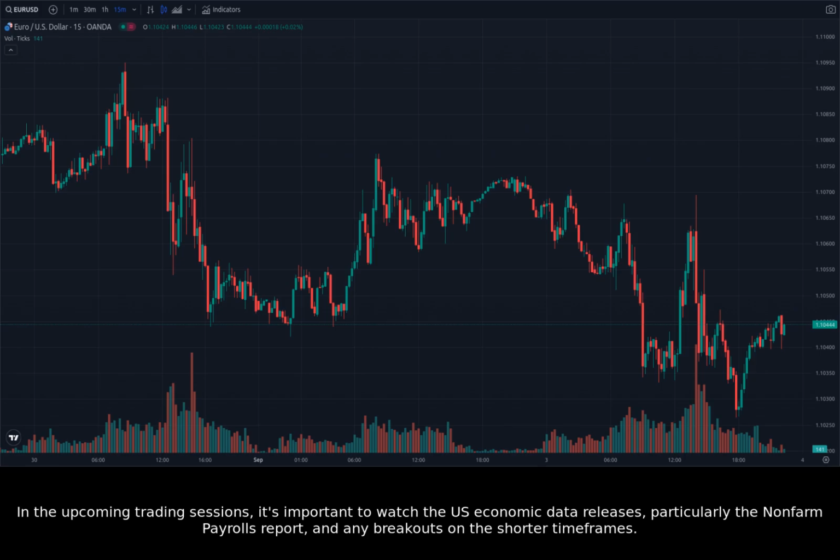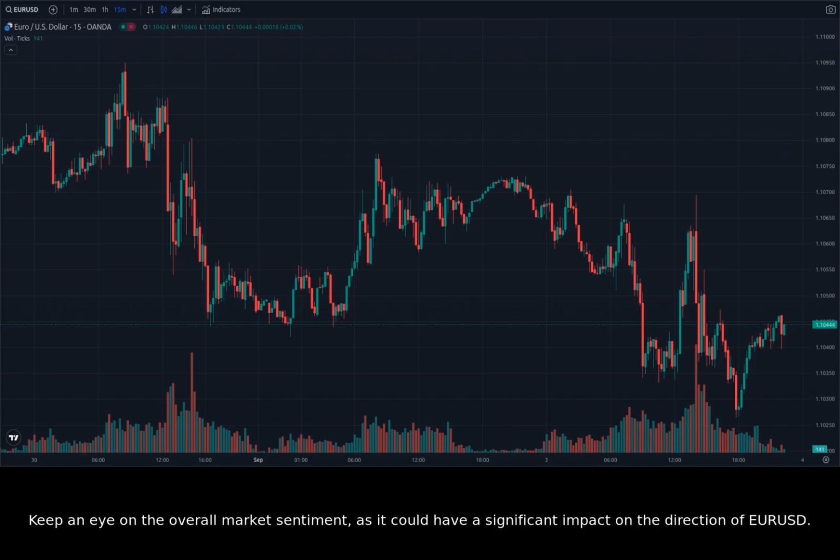term. In the upcoming trading sessions, it's important to watch the US economic data releases, particularly the non-farm payrolls report, and any breakouts on the shorter timeframes. Keep an eye on the overall market sentiment, as it could have a significant impact on the direction of EURUSD.